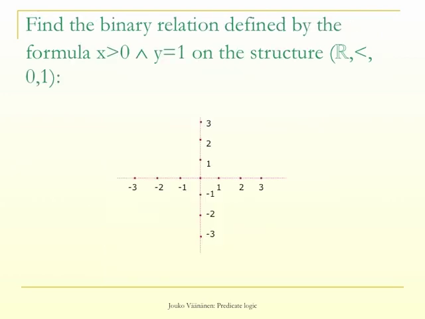Find the binary relation defined by the formula x greater than 0 and y equal to 1 on the structure R less than 0 and 1. This relation is a set of pairs A, B, so that A is positive and B is constant 1, so this is really the positive part of a line.